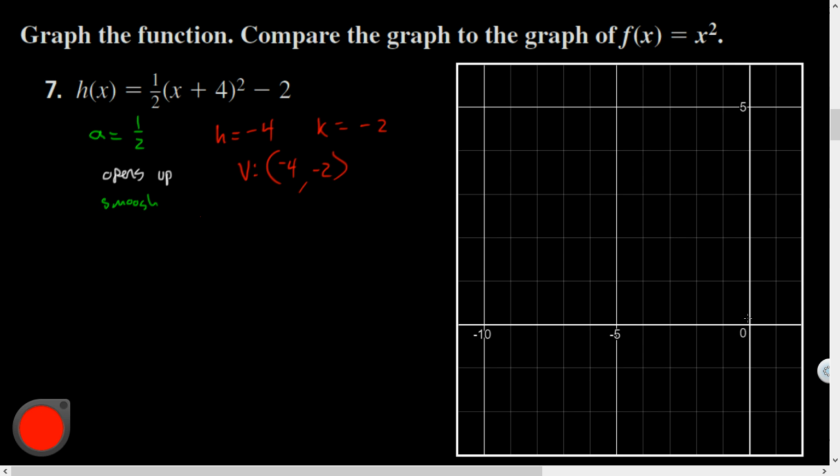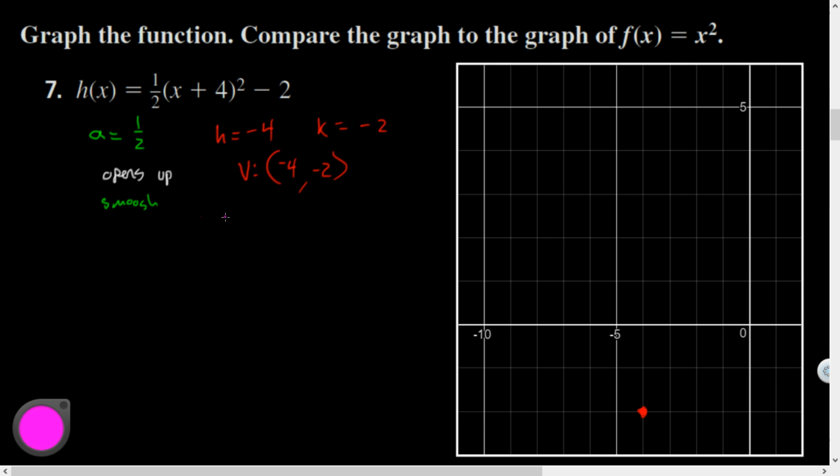But notice my scale is all wonky. All right, so here's 5. Okay, no, I'm counting by whole units here. So -4 is over here, and then down 2 is right there. So there's my vertex.